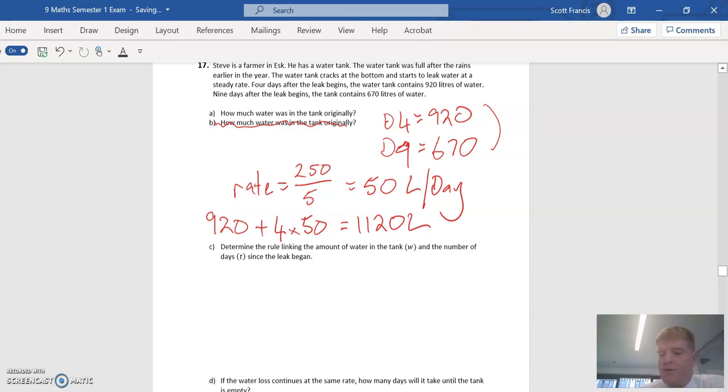Now, the rule is going to be that the amount of water, let's say the volume in the tank, is going to equal 1,120 minus 50 times the number of days. So if it's been leaking for 10 days, you will have lost 500 litres, and you'll be left with 1,120 minus 500, which would be 620 litres.